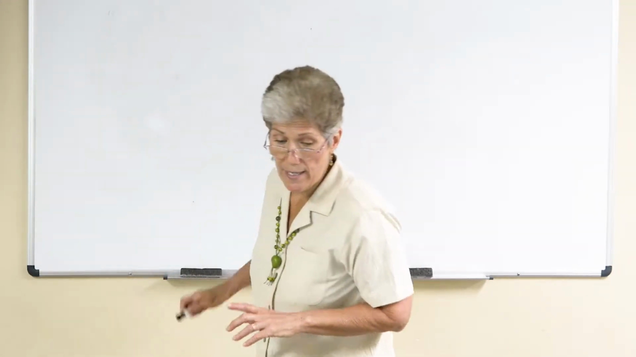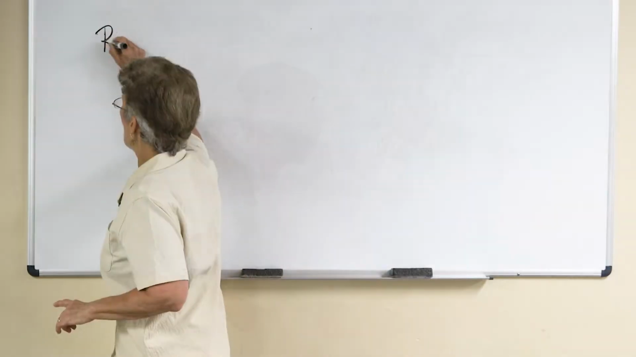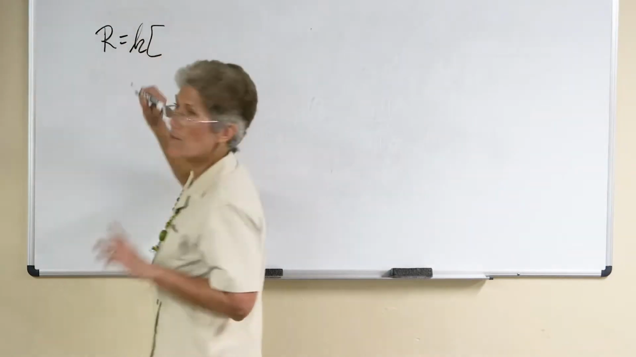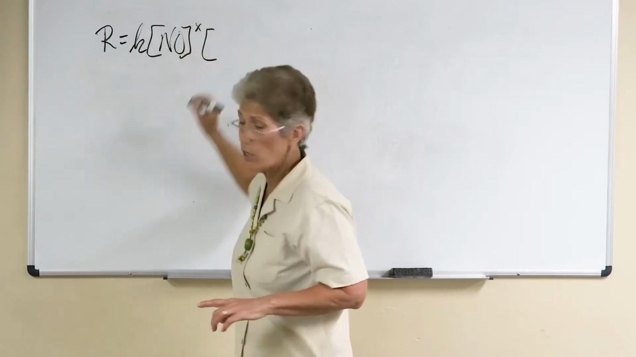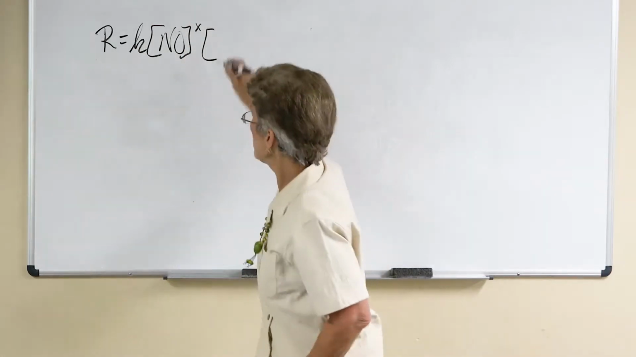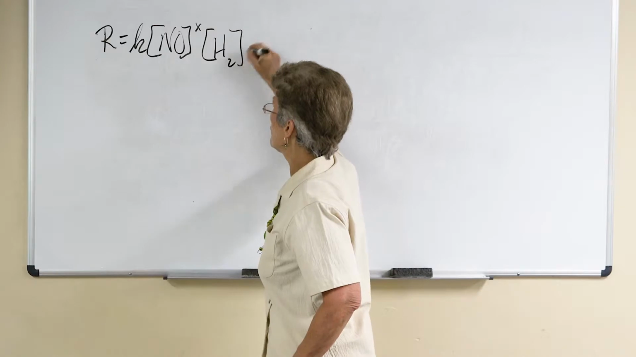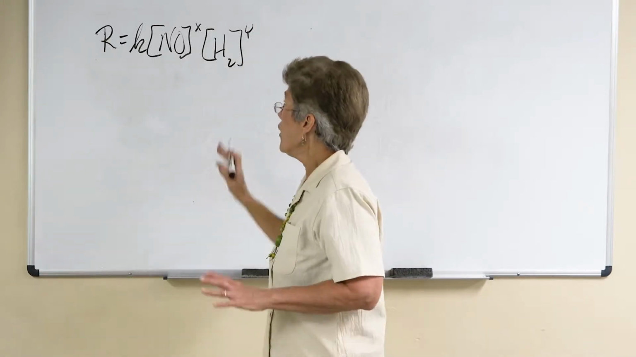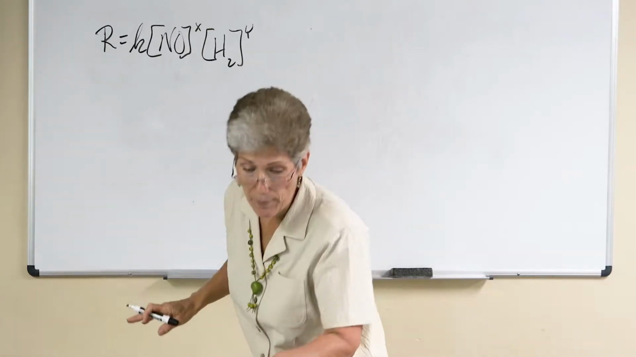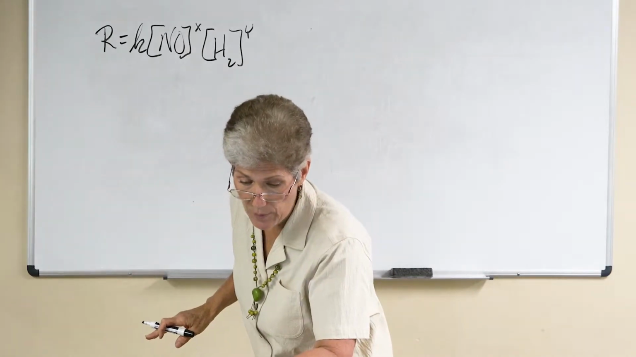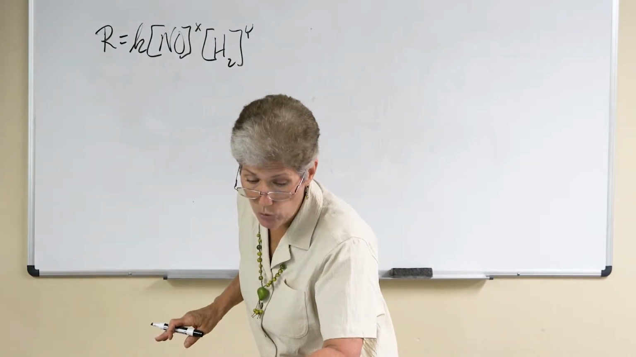So we start by writing the rate equation. R equals K, and then the first reactant is NO, and we're going to put that to the X power. And then the second one is H2, and we're going to put that to the Y power. Okay, so we're going to go about finding X and Y. So first, let's find X. So I'm going to see where I can hold Y constant. That would be trial 3 and trial 1.